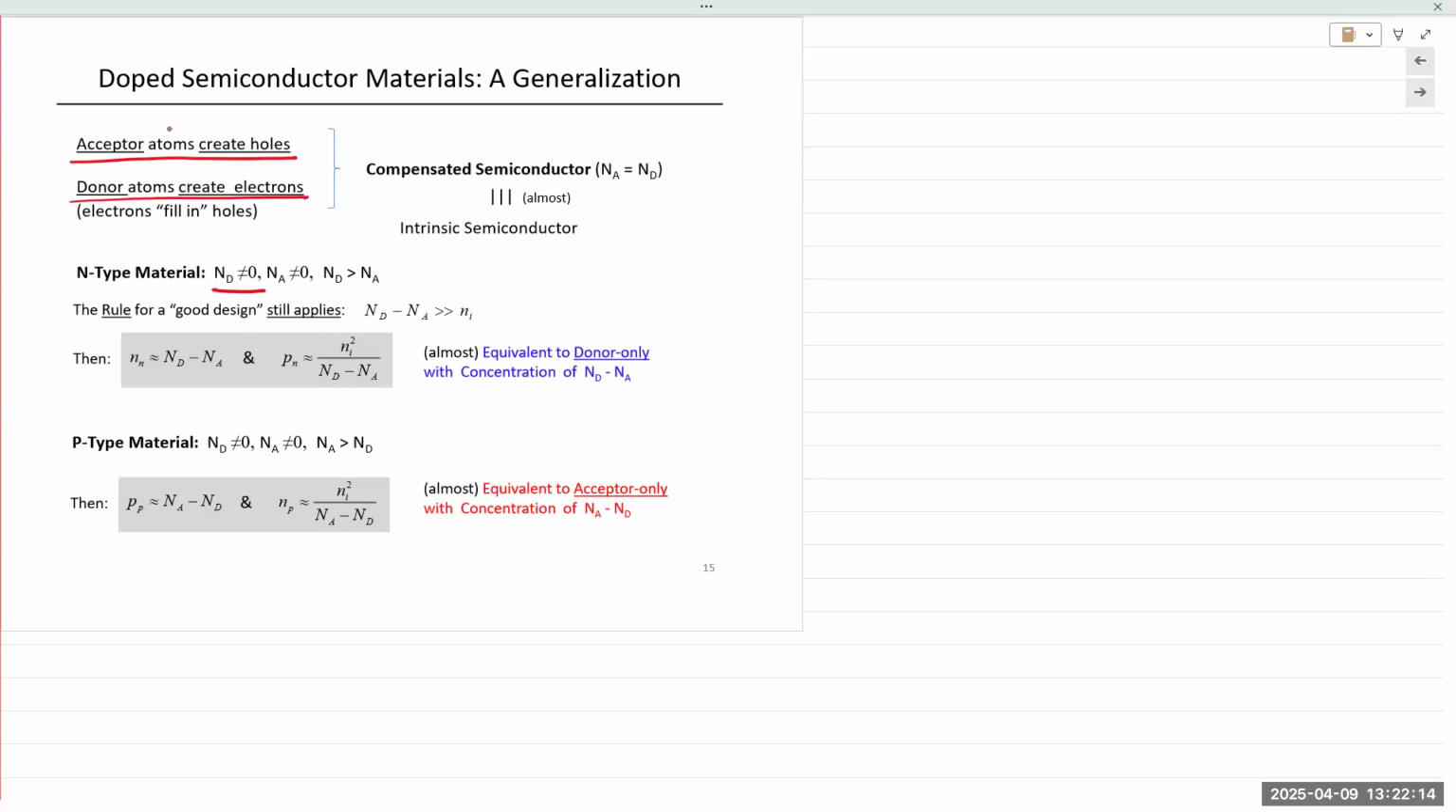At the same time, it is possible that we have a slight dopant from an acceptor impurity, where Na is not equal to 0. It could be intentional. It could also be unintentional sometimes. It's never possible to get 100% pure material. Ideally, we would like to state that, but in real life, it's not possible.